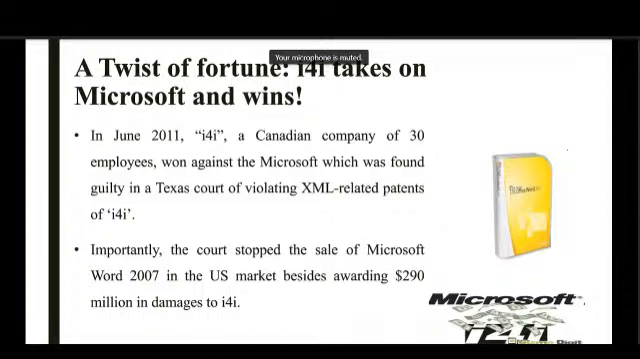Again, a very small company called I4I, which had certain XML related patents, could stop a huge giant like Microsoft from infringing its patent, and it also received $290 million as damages. So very small-time innovators and inventors considered their IP to be very significant. They got it protected, and see how they could secure it from big giants also.